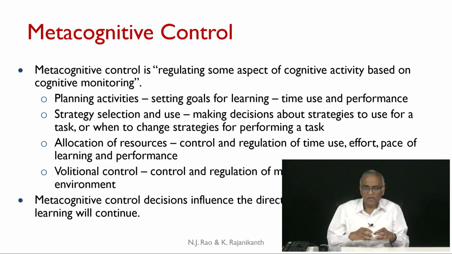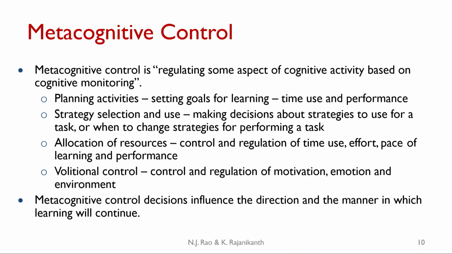So not only are you setting goals, but you are making decisions about strategies, and also under what conditions you will be changing the strategy. So I should also know that. Then allocation of resources: control and regulation of time use, effort, pace of learning and performance. And fourthly, volition control: control and regulation of motivation, emotion and environment.